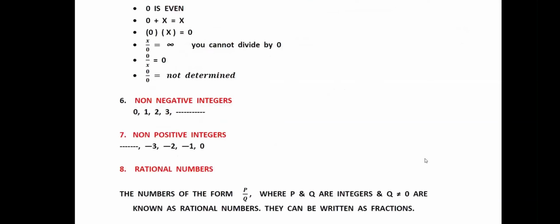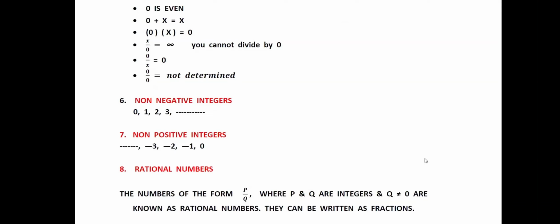0 is neither positive nor negative. Then 0 is an even number, 0 plus x equal to x, 0 into x equal to 0, x divided by 0 equal to infinity. Non-negative integers are 0 and all positives. However, non-positive integers are minus infinity to 0.